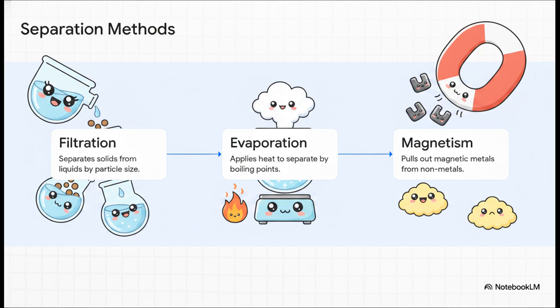Got salt totally dissolved in water, just apply heat. The water's boiling point is much lower than the salt's, so the water turns to vapor and escapes, leaving the solid salt crystals behind, which, by the way, is exactly how we can purify drinking water on a massive scale.